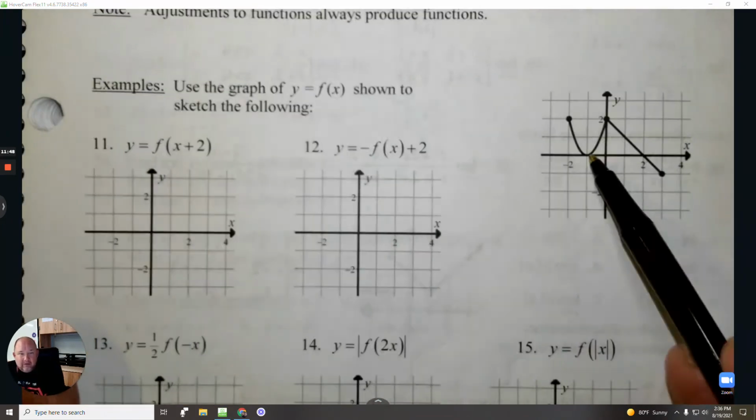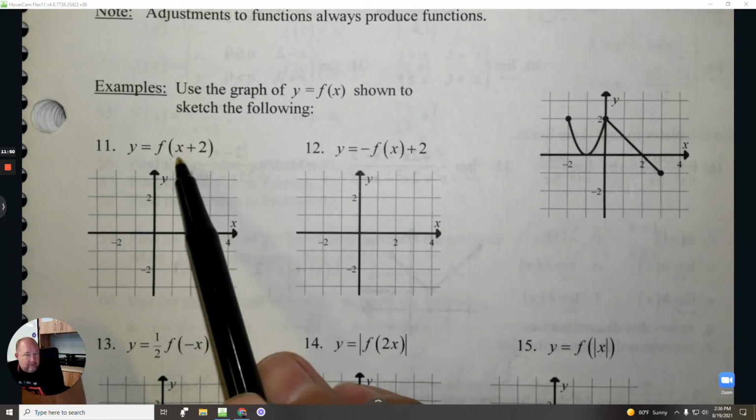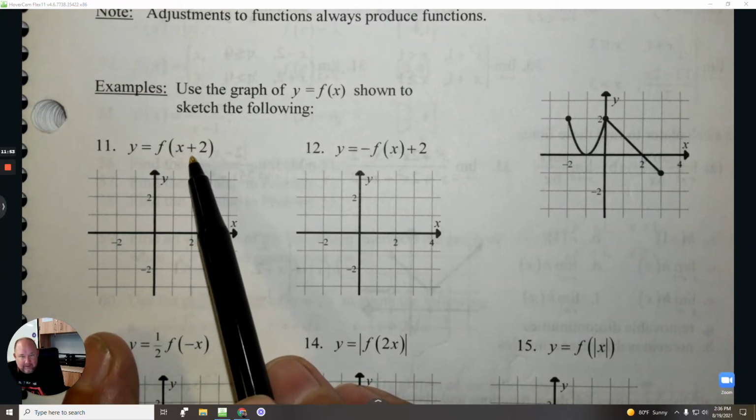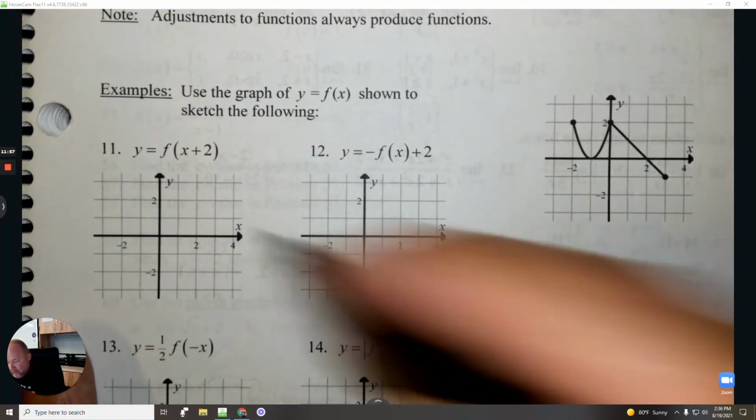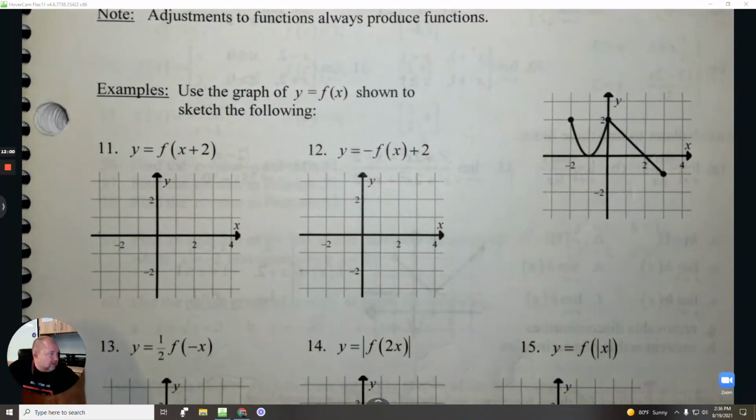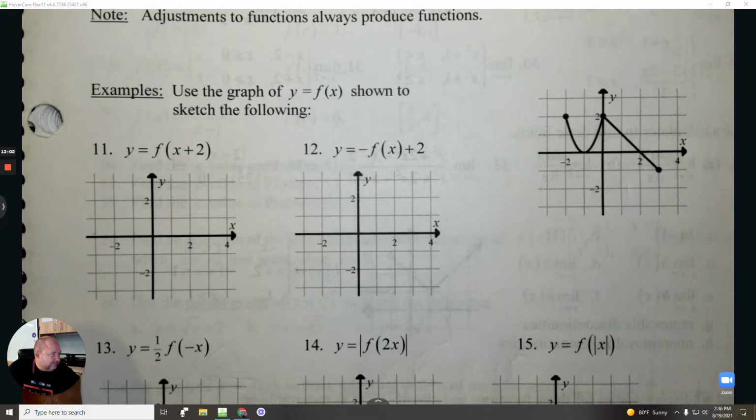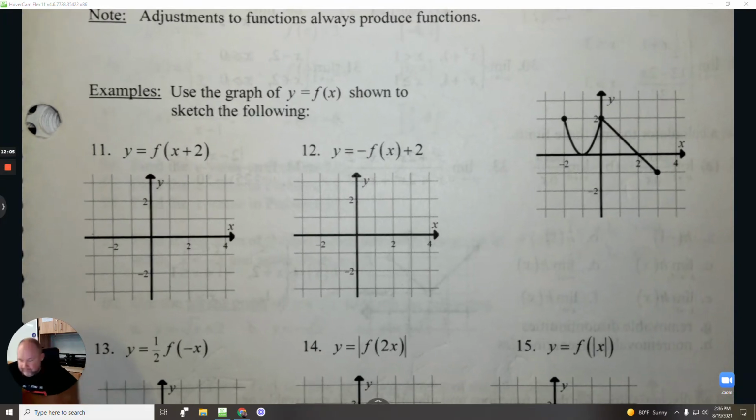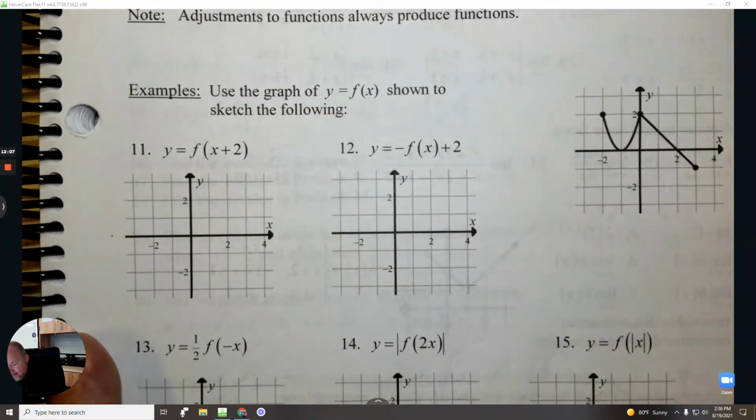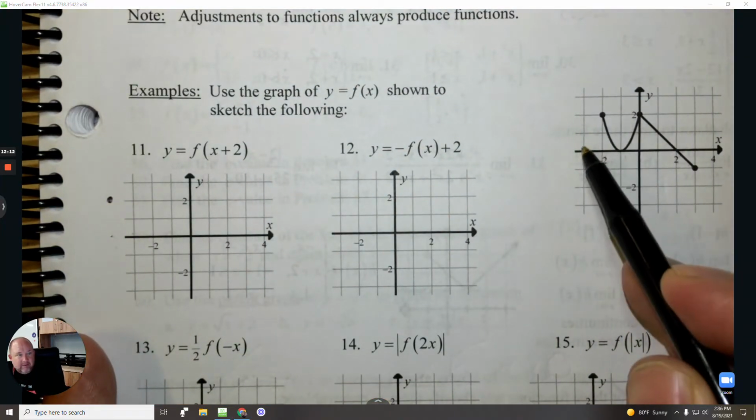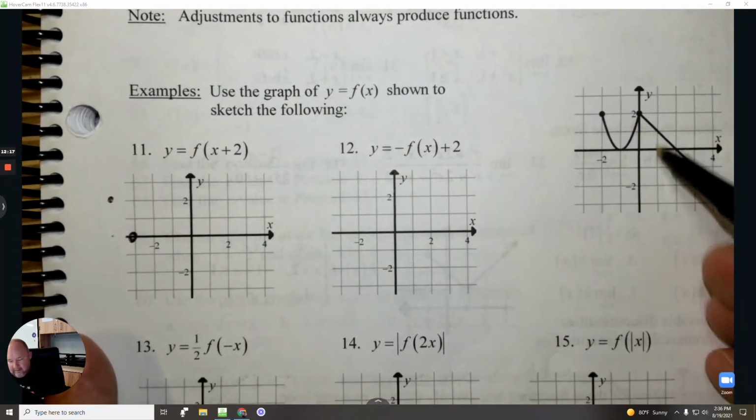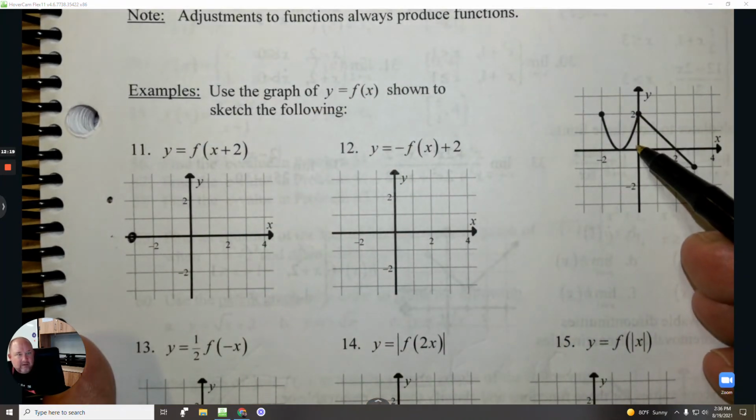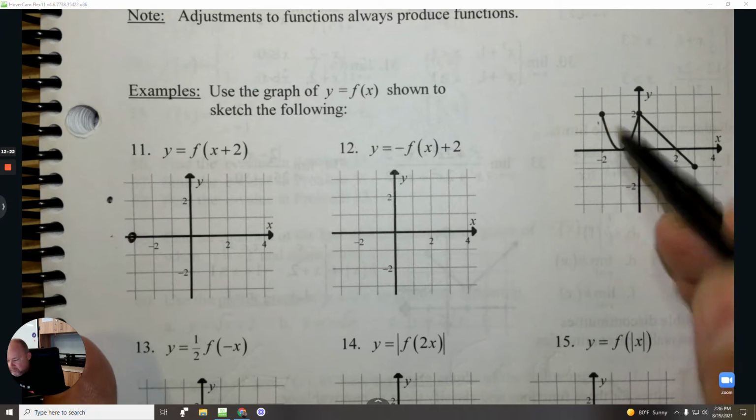Use the graph here to be able to do this. So this says shifted 2 to the left. So all the key points will be shifted 2 to the left. So that's at -2. So I'm going to find -4. A little bit off my graph. So -4 and 2. Here, shift it. That's -3 and 0. 0 here, shift it to the left 2 is -2 and 2.